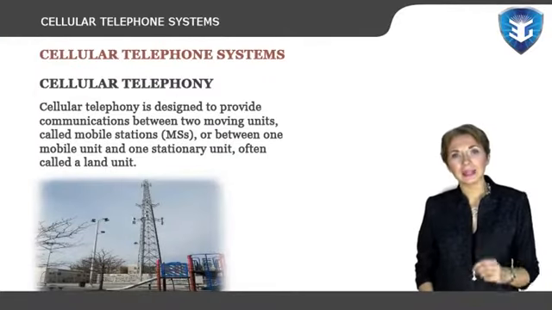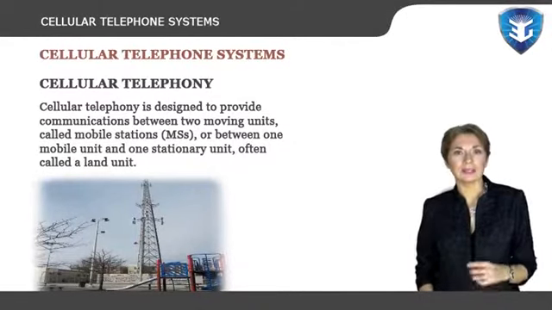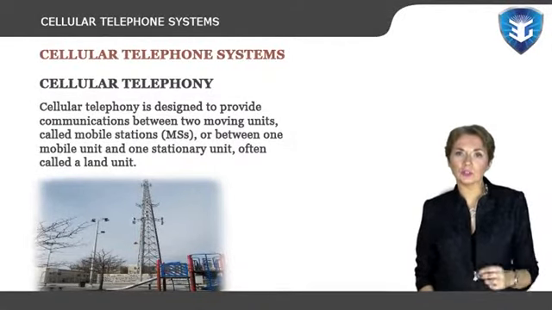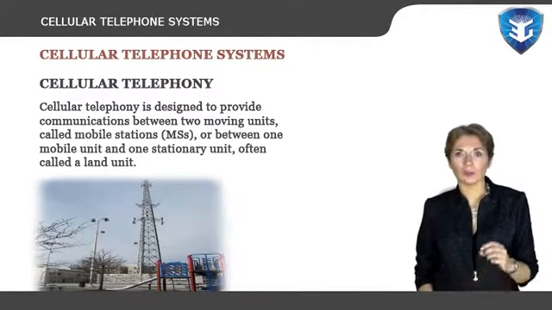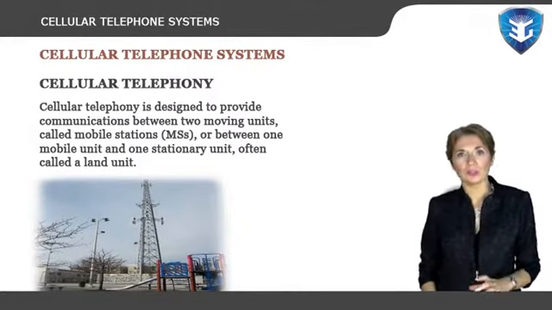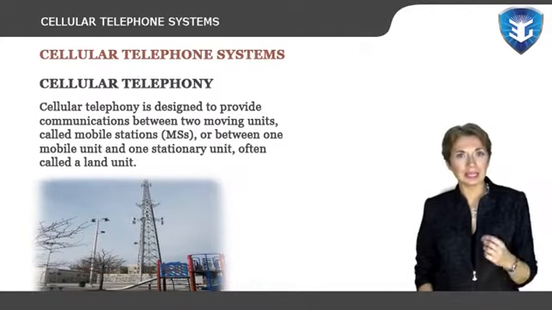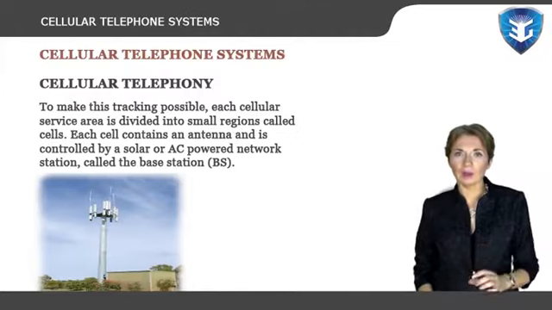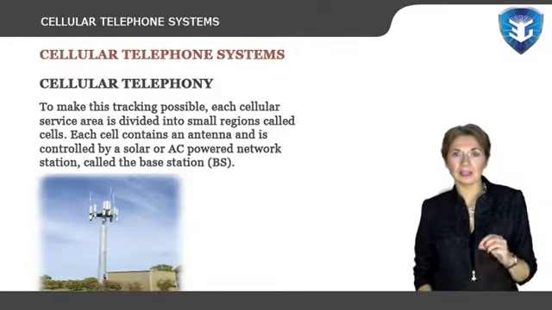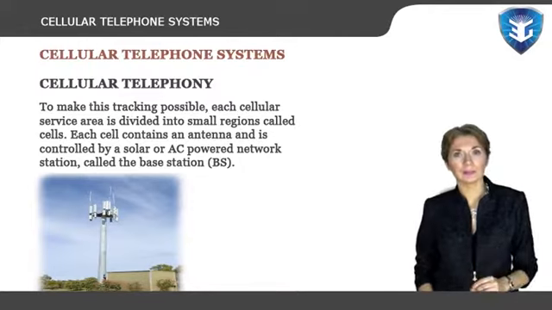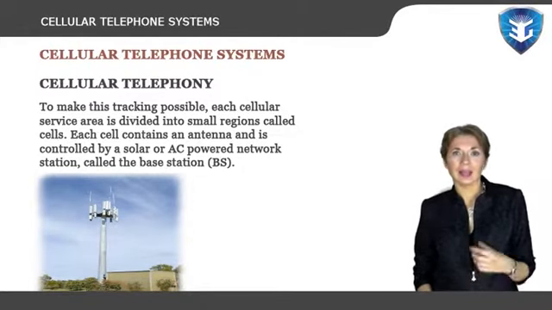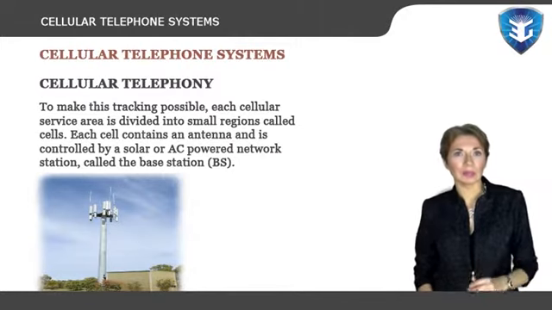Let's now have a look at cellular telephony. Cellular telephony is designed to provide communications between two moving units, called mobile stations, or MSs, or between one mobile unit and one stationary unit, often called a land unit. To make this tracking possible, each cellular service area is divided into small regions called cells. Each cell contains an antenna and is controlled by a solar or AC-powered network station called the base station, or BS. Each base station in turn is controlled by a switching office called a mobile switching center, or MSC.